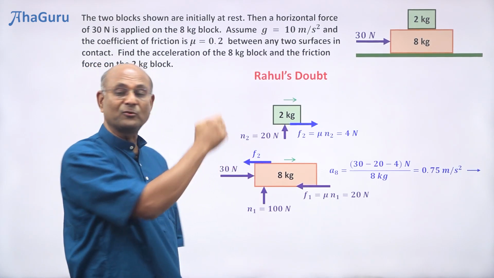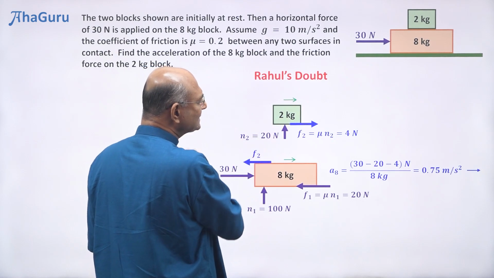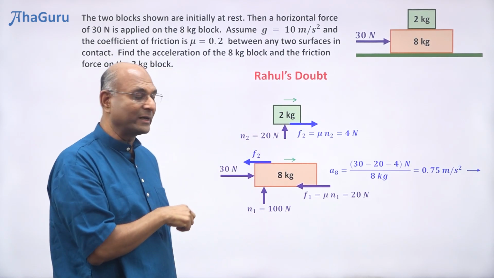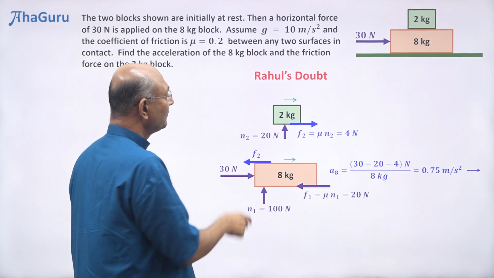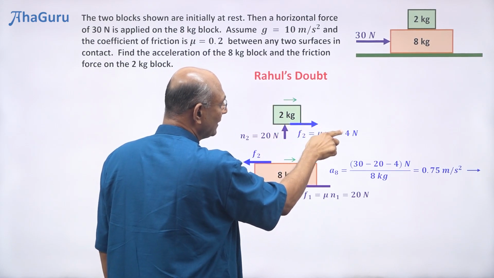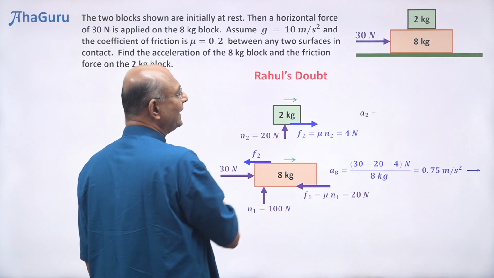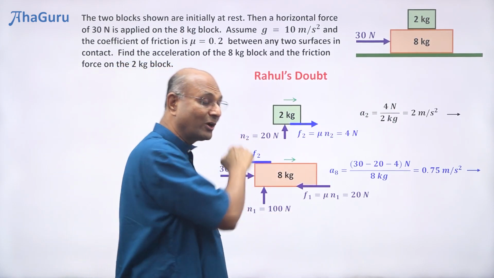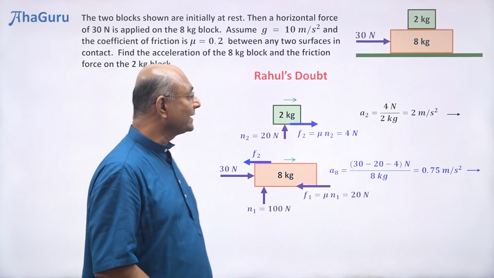So Rahul missed this force. Okay? He also got this force direction wrong. But let us continue and now look at, if there is this force of 4 newtons, how much must be the acceleration of this block? Well, this block has a horizontal force 4 newtons. It's a 2 kg block. Net force in the horizontal direction by mass, 4 newtons by 2 kg, will give me 2 meters per second square.